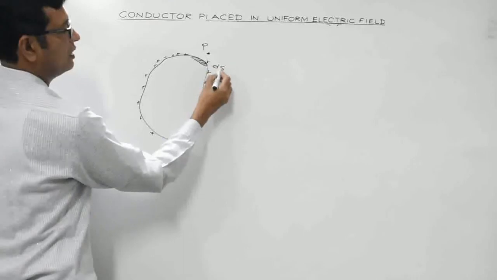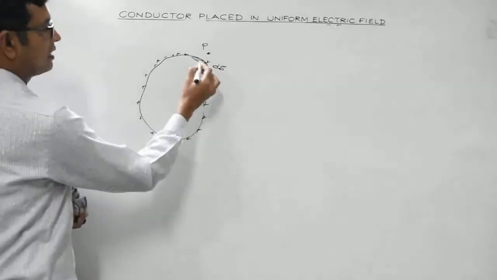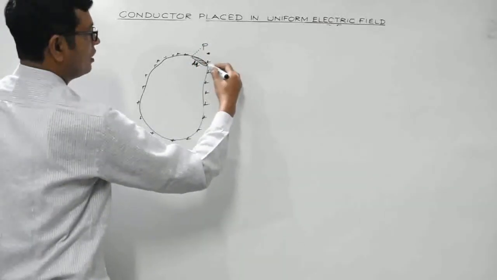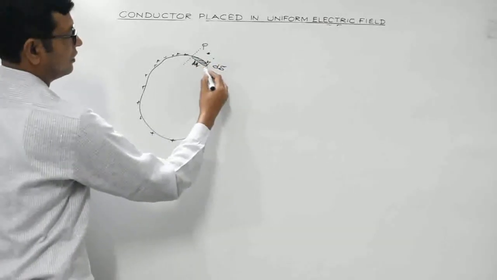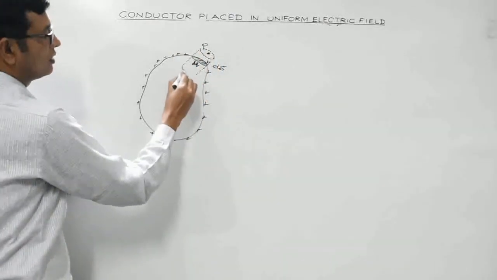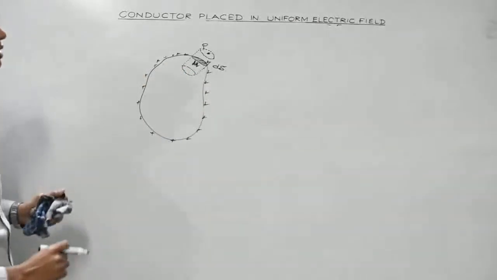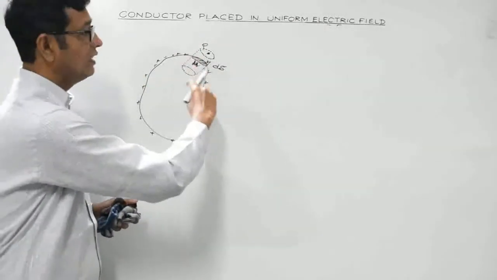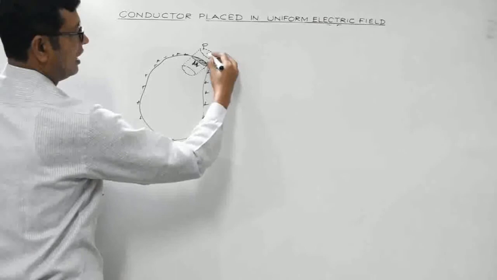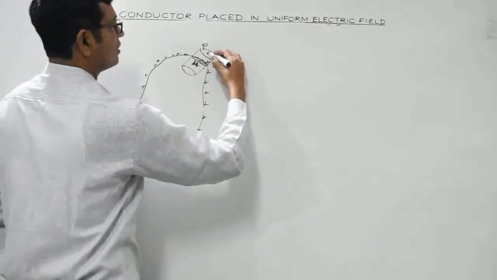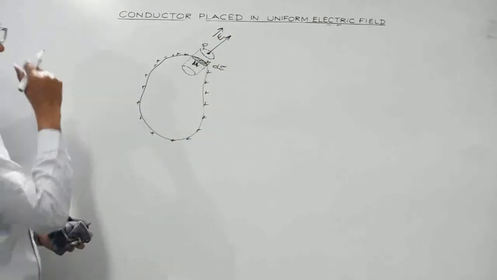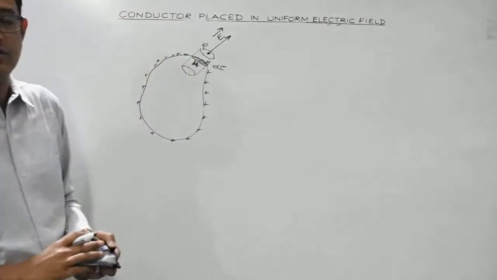Let us consider this to be dS, the area of the shaded portion, and let it carry a charge of dq. In order to apply Gauss theorem, we consider a cylindrical Gaussian surface, such that one circular face of the cylinder is inside the conductor, while the other circular face lies outside the conductor. The electric field at this point due to this small positive charge would be along this direction. This is the electric field.